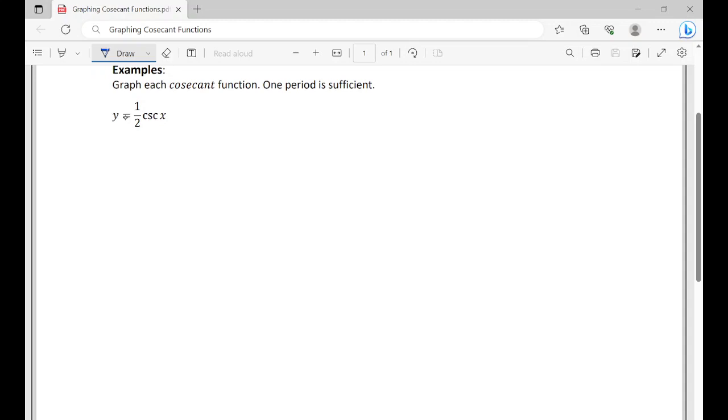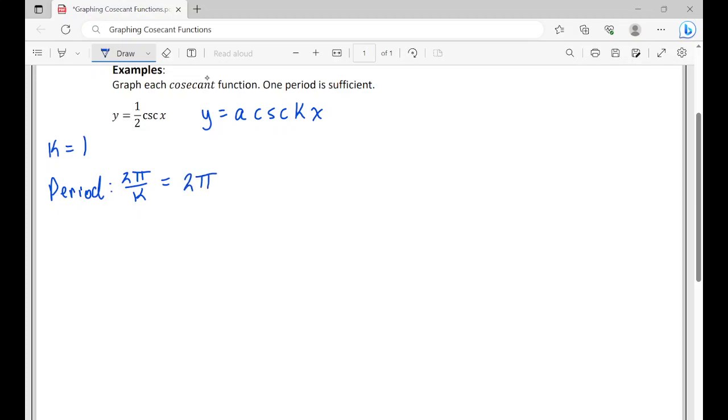And that equation is y equals 1/2 cosecant x. So this is in the form of y equals a cosecant kx. In this case, k is equal to 1, the number immediately in front of x. So when trying to find the period, it is found by doing 2 pi over k. And since k is 1, the period is just 2 pi.